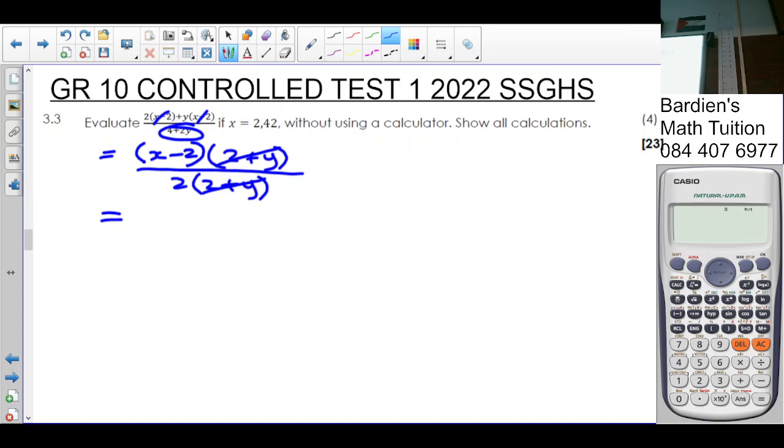So what is x? 2.42 minus 2, all over 2. Now what is 2.42 minus 2? 0.42. Divided by 2 is 0.21. Okay.